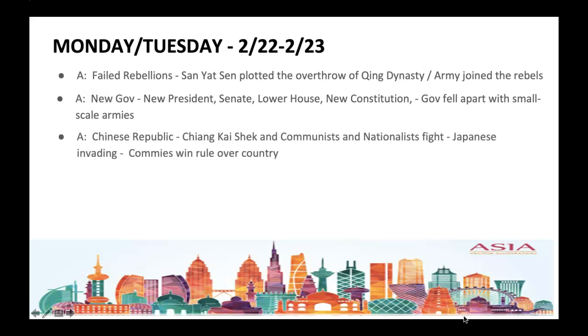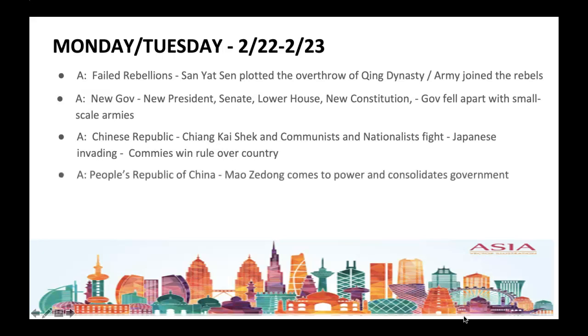The years of 1912 to 1949 are known as the Chinese Republic, where Chiang Kai-shek and the communist nationalists fought each other, and this type of infighting created a weakened China. Meanwhile, the Japanese were invading China and took over many parts of it, and eventually the communists would win over the country. This would later bring Mao Zedong, who founded the People's Republic of China. When Mao comes to power and consolidates government and organizes it under his iron thumb, so to speak, we see a new type of strong China coming to fruition.